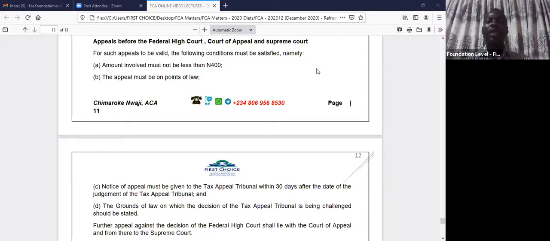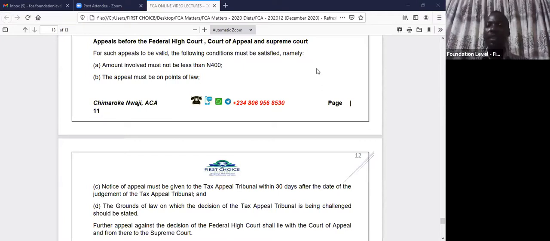The next one is when the Court of Appeal rules and gives its judgment, and you fail to appeal within 30 days. It means you have said the Court of Appeal's judgment on the tax is final and conclusive. Another situation is if you fail to appeal within 30 days after the High Court has ruled. It means the judgment of the High Court with regards to your tax is final and conclusive. Another one is when the Tax Appeal Tribunal rules and you fail to appeal within 30 days. You are saying that the judgment tax is final and conclusive from the 31st day.